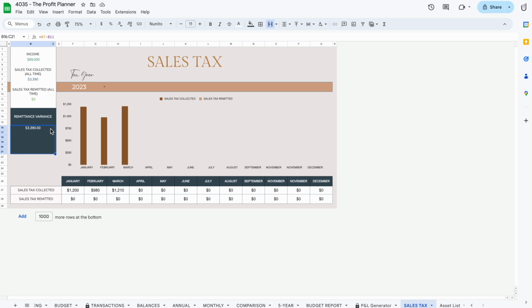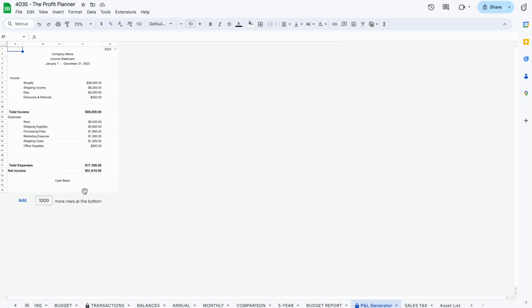There's always going to be some variance month to month or quarter to quarter, but as long as those are eventually balancing out, then you know that you are golden there. So it's going to show each month what you've collected versus what you remitted, and that will also show in graph form here too.